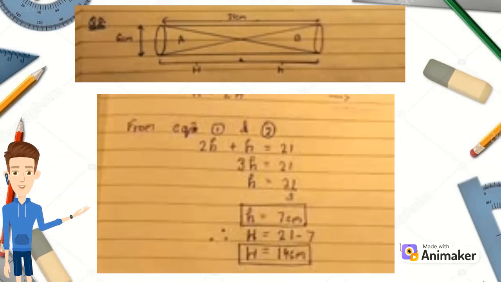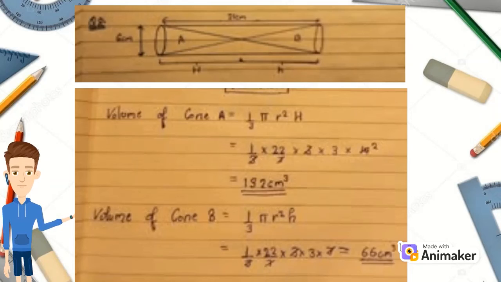From equations 1 and 2, we can say that 2h plus h is equal to 21. Therefore, 3h is equal to 21 and h is equal to 7 centimeter. And from equation 1, we can say that capital H is equal to 21 minus small h, and as the value of small h is 7, capital H is equal to 14 centimeter.